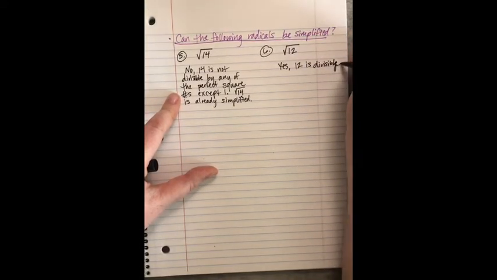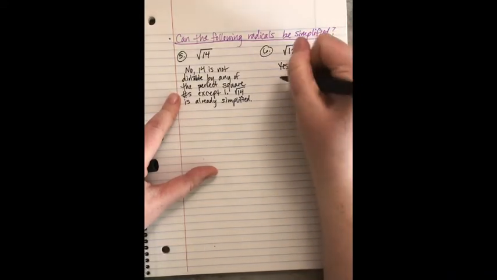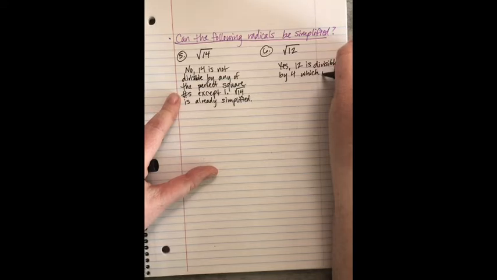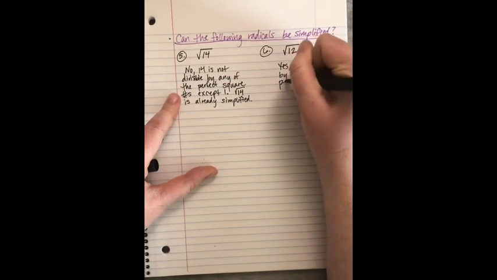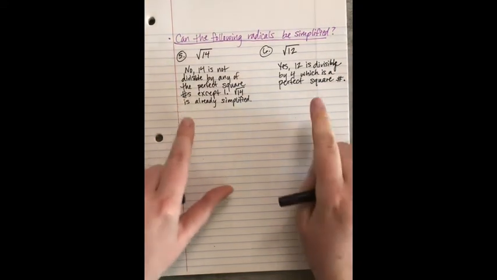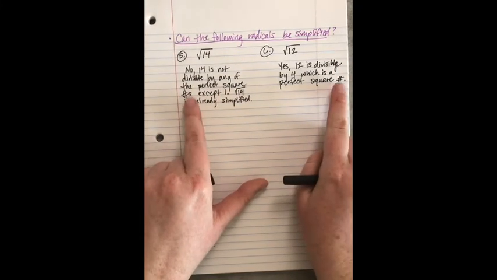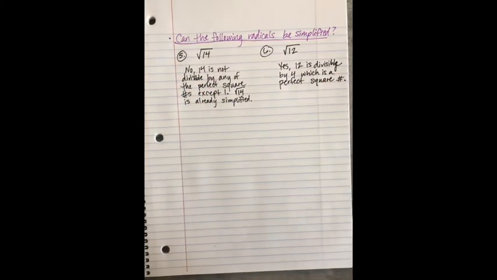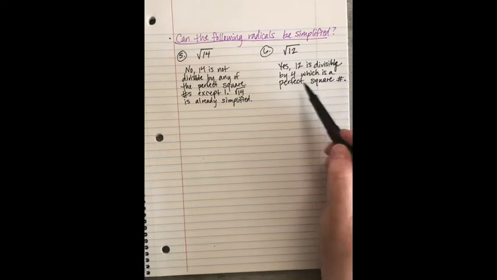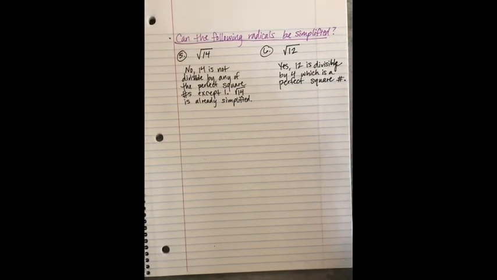12 is divisible by 4, which is a perfect square number. So notice that that vocabulary is in both of my statements, and it needs to be. That's your justification. But we're going to go further than that. Since it is divisible, since it can be simplified, then let's go ahead and simplify it.